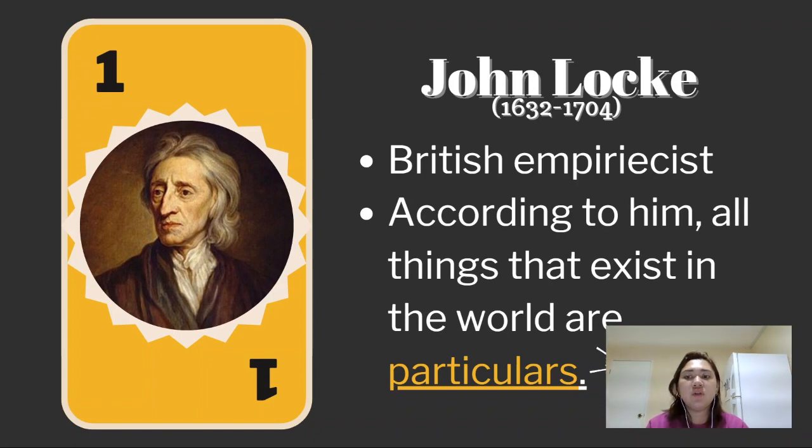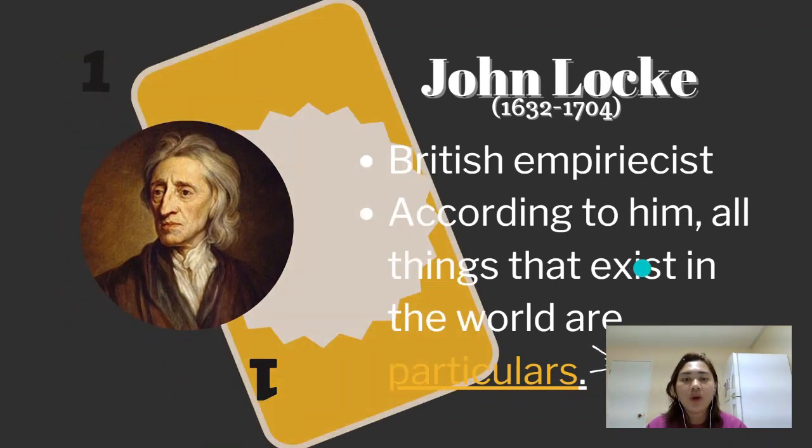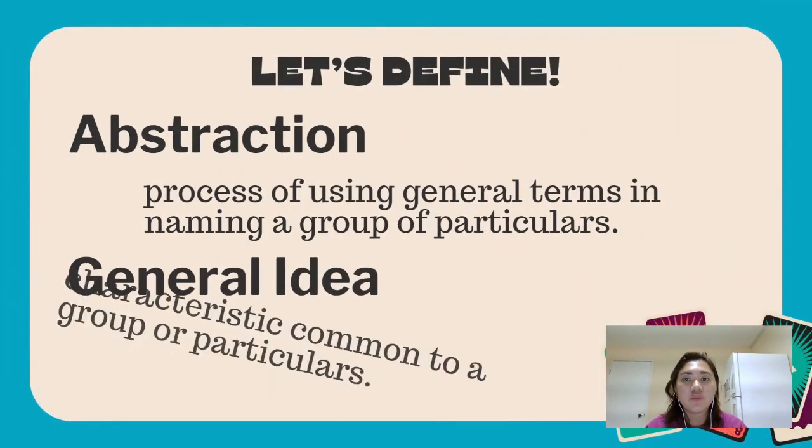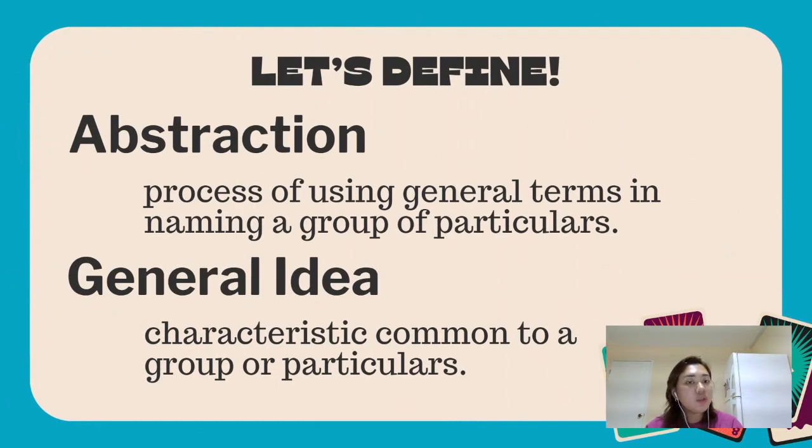This is where general terms will come into the picture. According to Locke, general terms were invented because it is impossible for every particular to have a proper name. Thus, the name "sand" and other general terms acknowledge a group of particulars. That's also where abstraction will enter. It is the process of using general terms in naming a group of particulars.